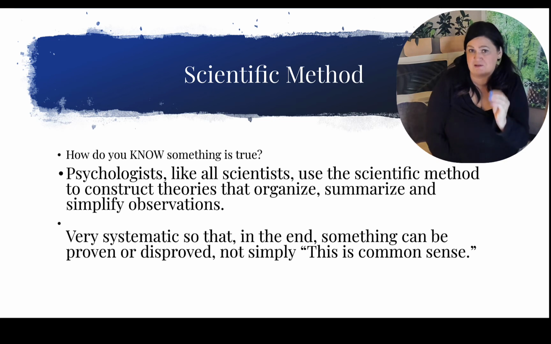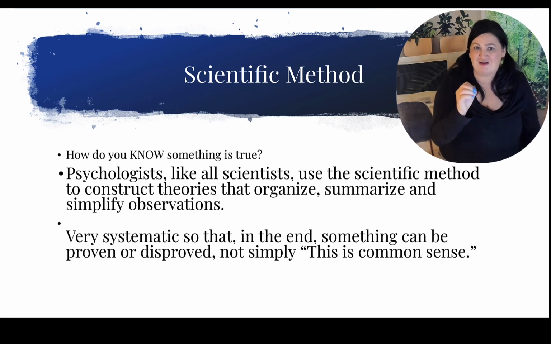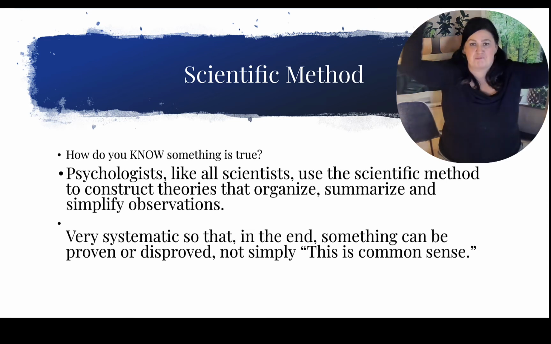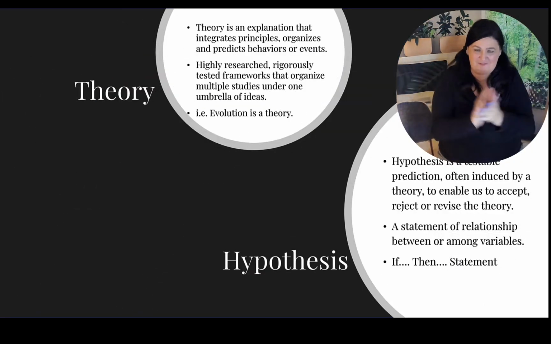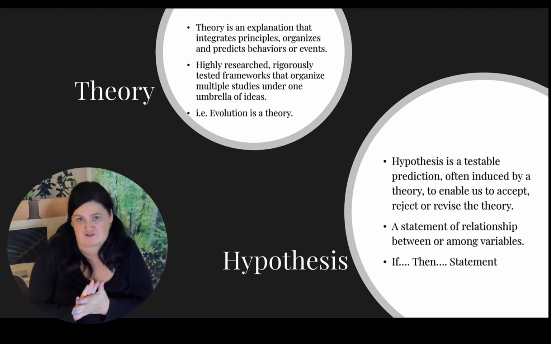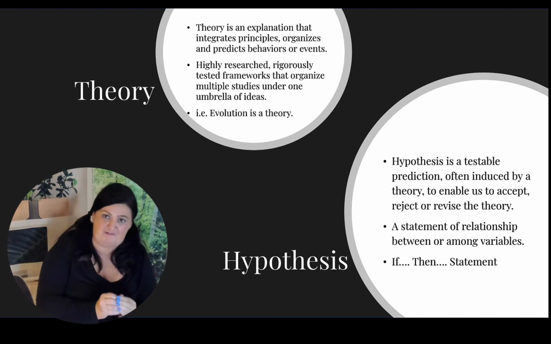So a theory, being a really important part of the scientific method, is an explanation that integrates principles, organizes, and predicts behaviors or events. It's highly researched, rigorously tested, right? And organized. Multiple studies under one umbrella of a bigger idea, right? Okay, so a theory is really just an idea that has multiple pieces of research and evidence to support it by multiple different parties or people involved.